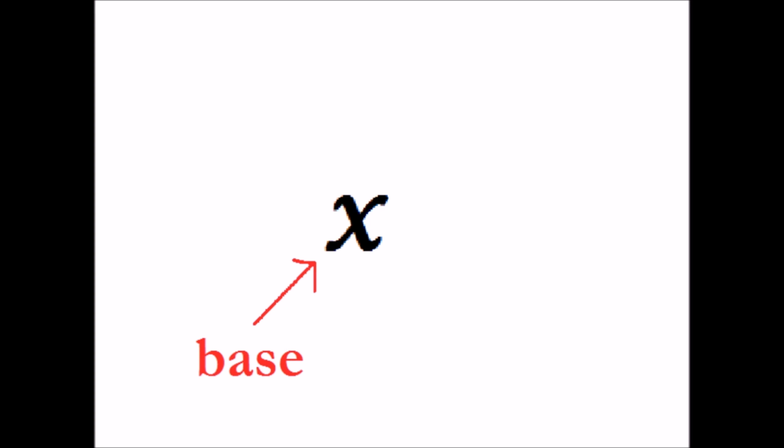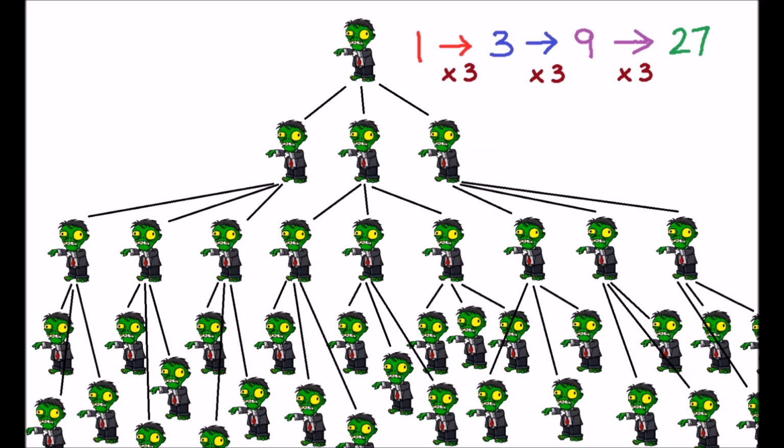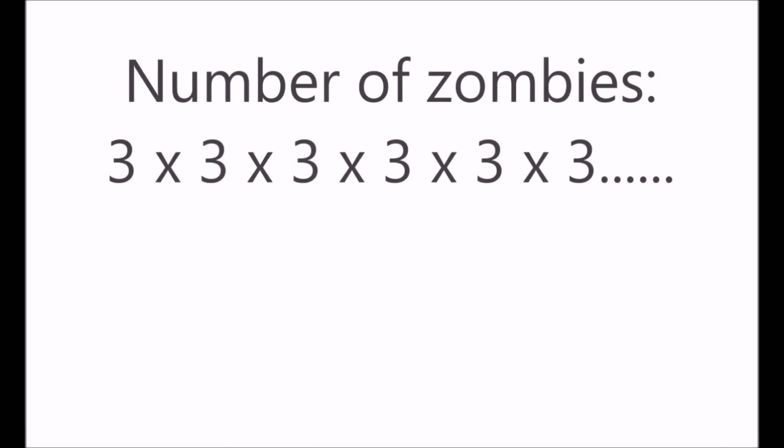If we have a look at index numbers again, an index number is made up of a base, which is a number being multiplied, and an exponent, which is how many times we have to multiply that number. Here, in our example, we are multiplying by 3 each time. So our base is going to be 3 times 3 times 3 times 3 and so on and so on. The exponent is how many days have passed since the first person became zombified.